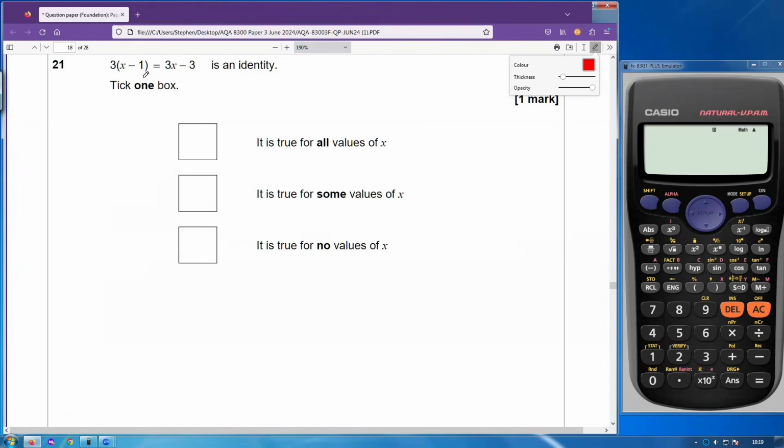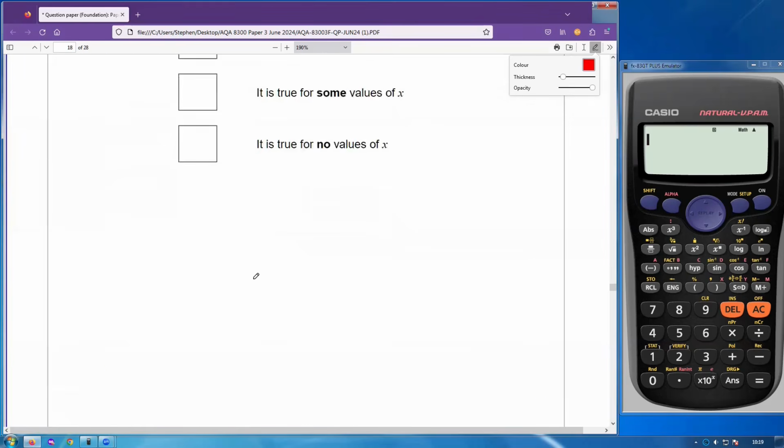Question 21, 3 open brackets, x minus 1 close bracket is identical to 3x minus 3. Oh, they tell us it's an identity. We know that by 3 lines instead of 2 lines for equals. An identity really means it's exactly the same. It's just a different way of showing it. Right, it's true for all values of x. That's what they want, because it's the same thing.